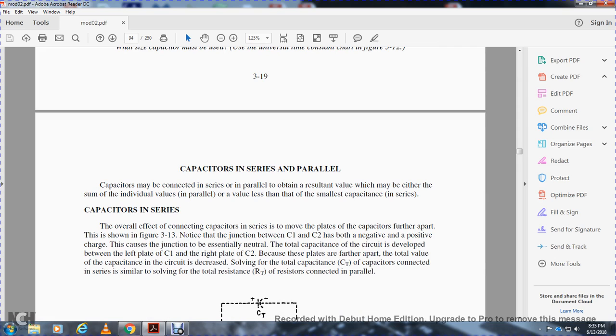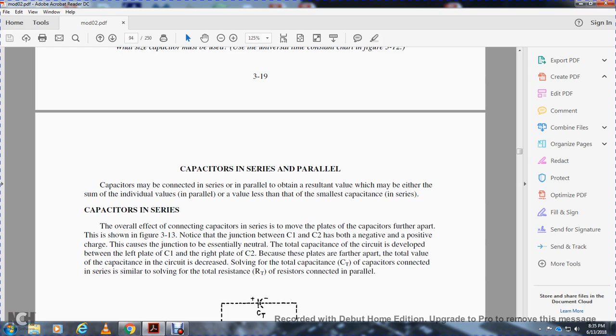All right, capacitors in series and parallel. Capacitors may be connected in series or parallel to obtain the resultant value, with either the sum of the individual values in parallel, or a value less than the smallest capacitance in series. Capacitors in series: the effect of connecting capacitors in series is to move the plates of the capacitors further apart, as shown in figure 3-13.